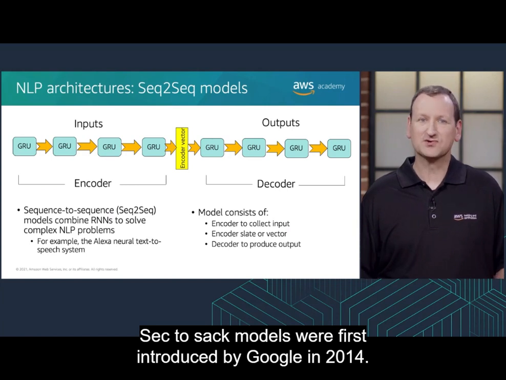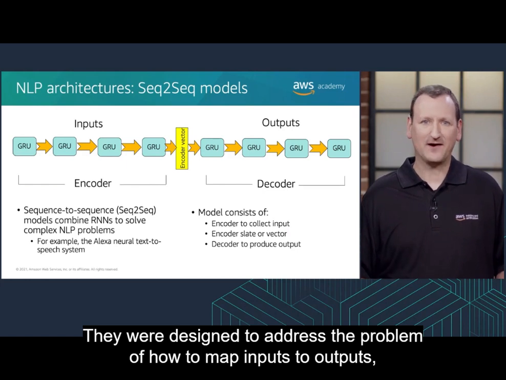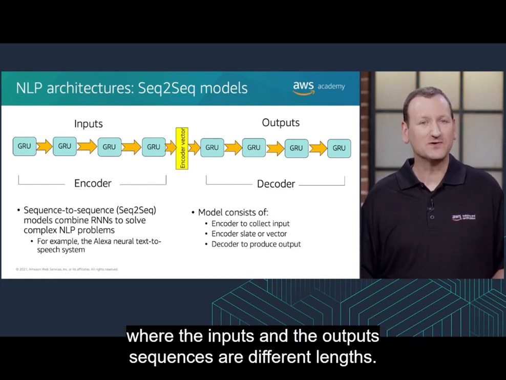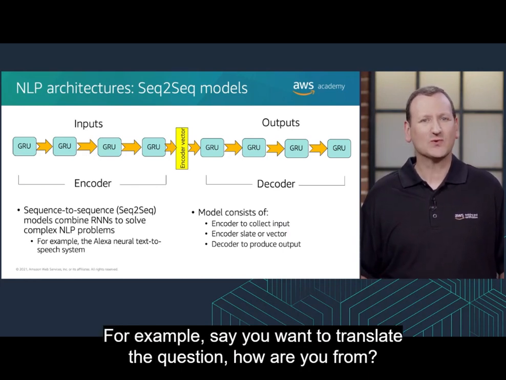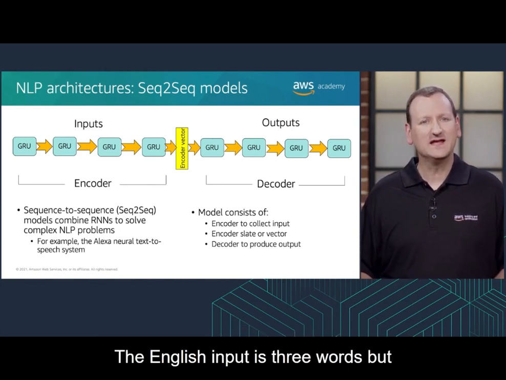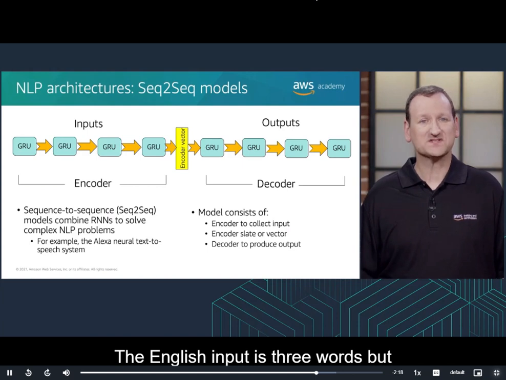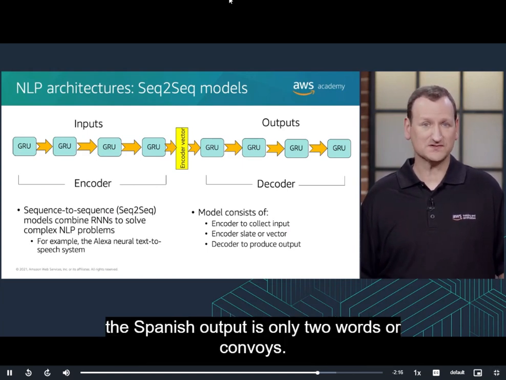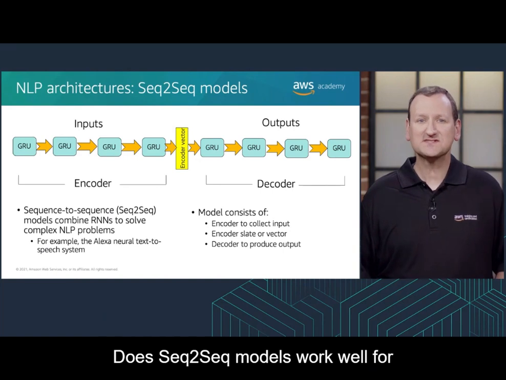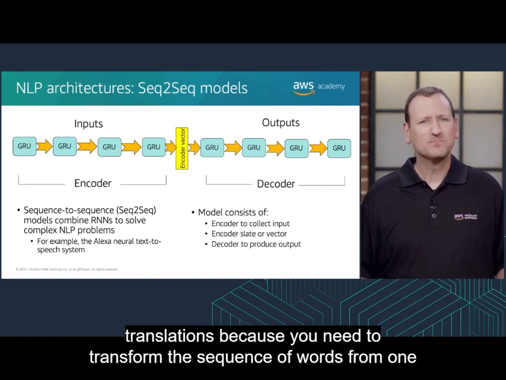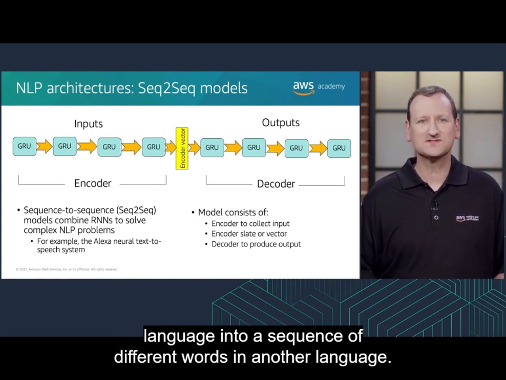Seq-to-seq models were first introduced by Google in 2014. They were designed to address the problem of how to map inputs to outputs, where the input and the output sequences are different lengths. For example, say you want to translate the question, "How are you?" from English to Spanish. The English input is 3 words, but the Spanish output is only 2 words, or "¿Cómo estás?" Seq-to-seq models work well for translations because you need to transform the sequence of words from one language into a sequence of different words in another language.